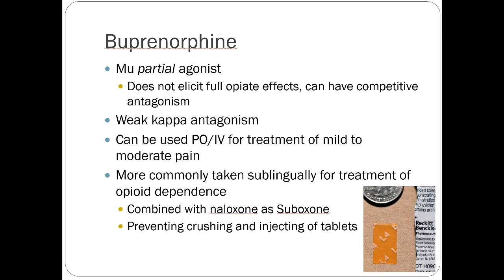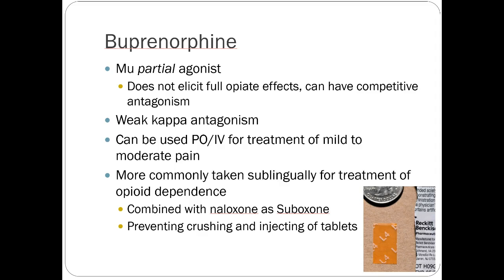While it could be used for pain, where it's actually useful is as an alternative to methadone. It has the same effect as methadone, where it has really high affinity for mu receptors, so it'll bind over even heroin or fentanyl. If you're on buprenorphine and you inject yourself with some sort of street drug, it's going to be really hard for that street drug to take over the receptors from the buprenorphine.